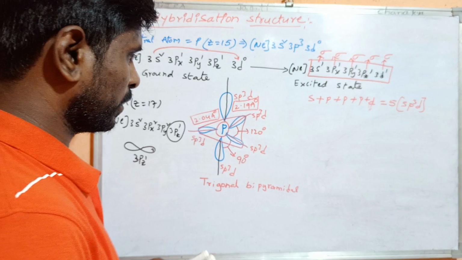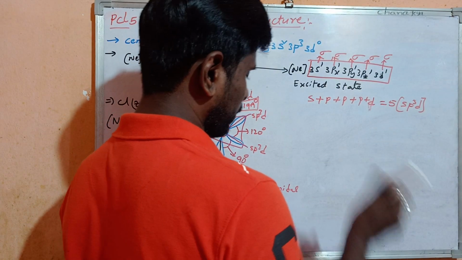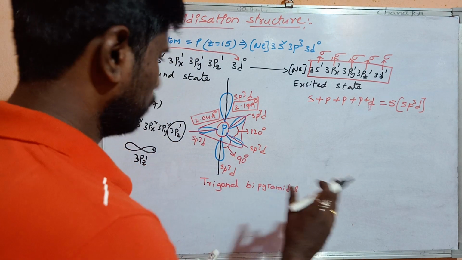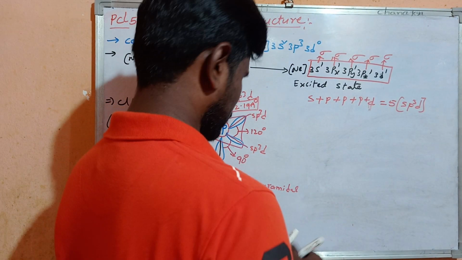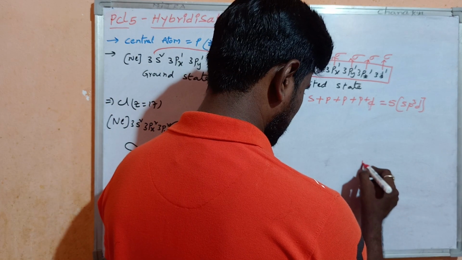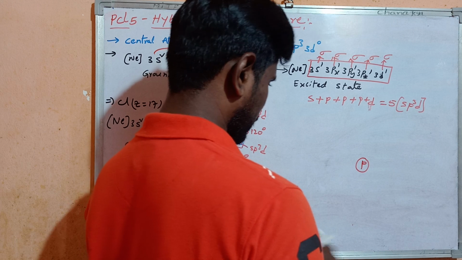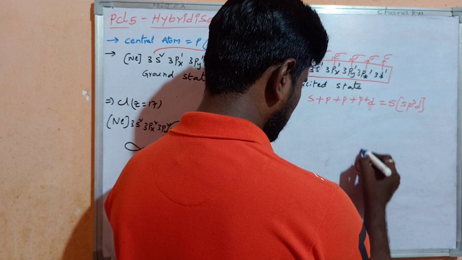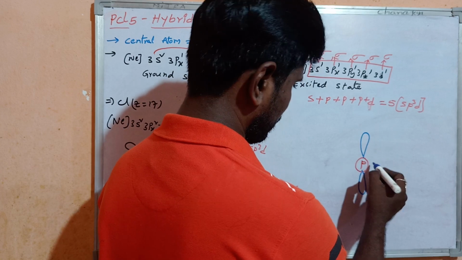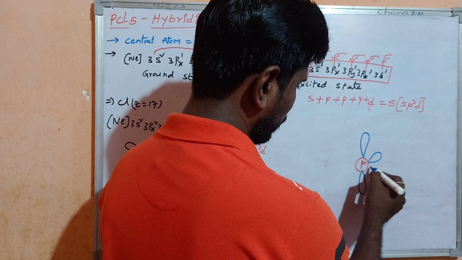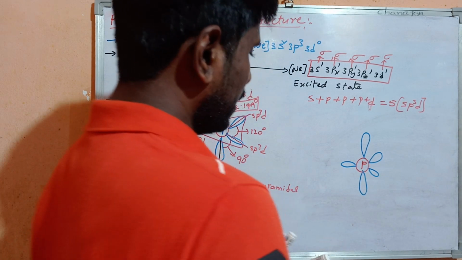Now, how to draw another diagram to give a clear picture? Look here, all of you. Around the phosphorus, 5 sp3d orbitals are there. These two are the sp3d axial orbitals. These are the equatorial orbitals.